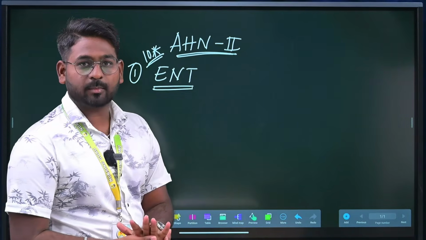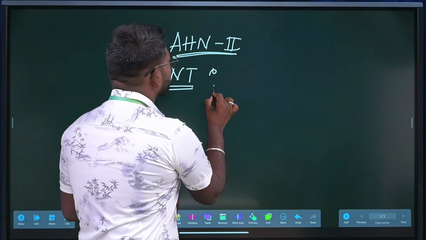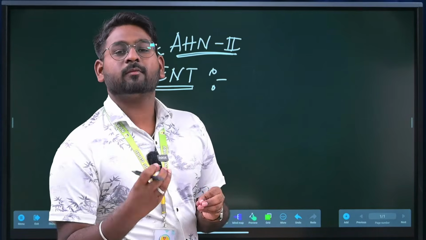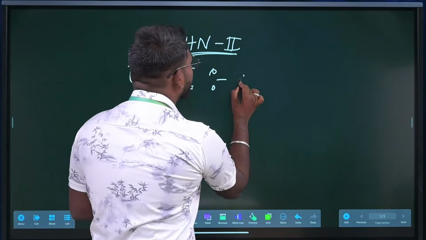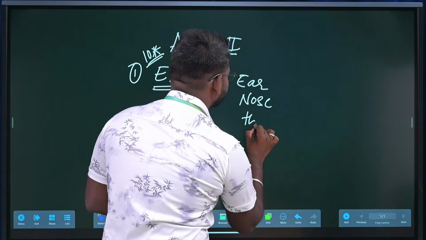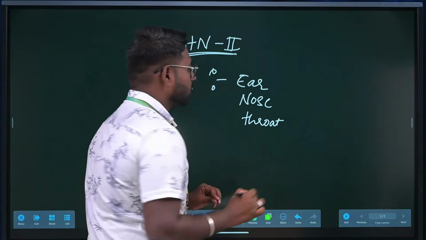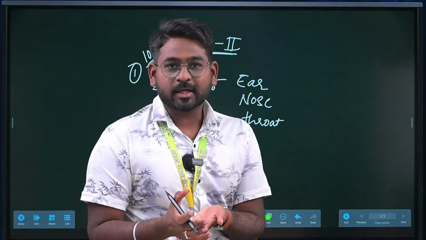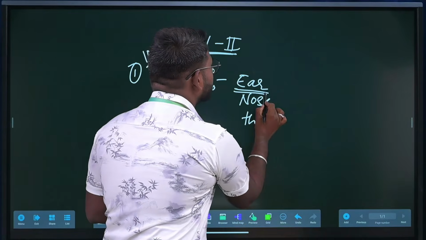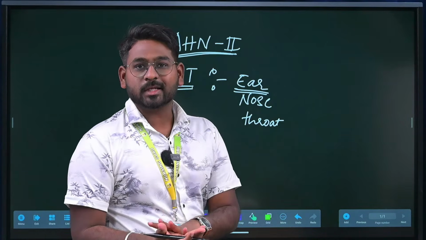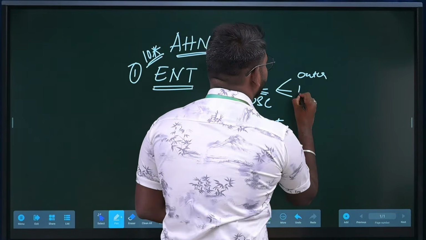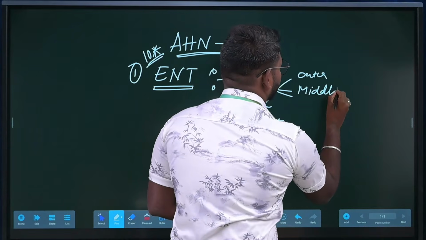In ENT, we are going to see the topics related to the ear, nose and throat, the disorders related to the ear, the nose and the throat. In the ear especially, we mainly see 3 types of disorders, related to the outer ear, the middle ear and the inner ear.